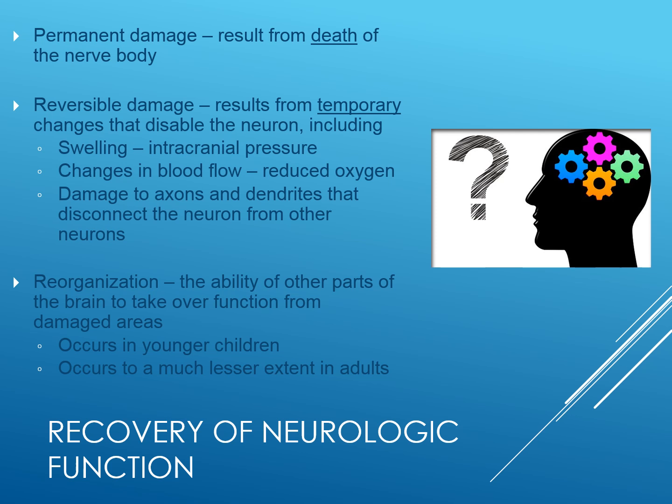Lastly is what we call reorganization. That's when other parts of the brain take over. You see this more in younger children. They just have more of what is called neuroplasticity. There have been children who have had half of their brain removed and are functioning because the other half of the brain takes over. That is a lot of what we do in therapy: we work on getting the parts of the brain that are functioning well to take over for the parts that are damaged. In summary, there are three levels of recovery of neurologic function: permanent damage, reversible damage, and then the reorganization.